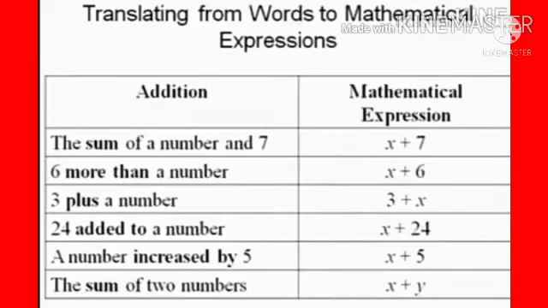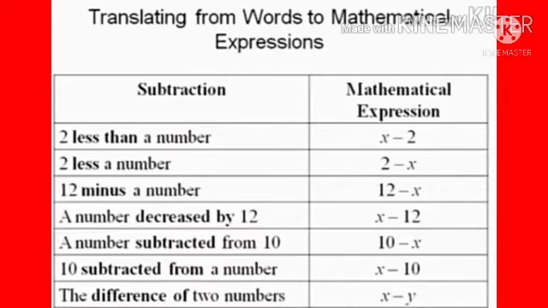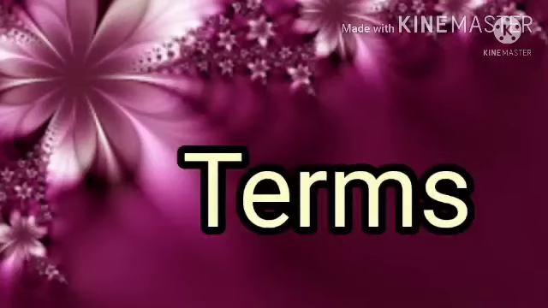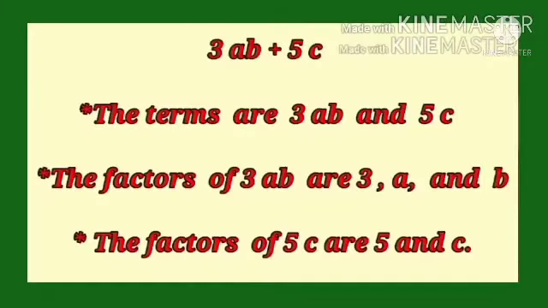Students, I have given few examples of converting verbal statements to mathematical expression. Now let us recall about the terms of an expression. In the expression 3ab plus 5c, the terms are 3ab and 5c. The factors of the term 3ab are 3, a and b. In the same way, the factors of the term 5c are 5 and c.